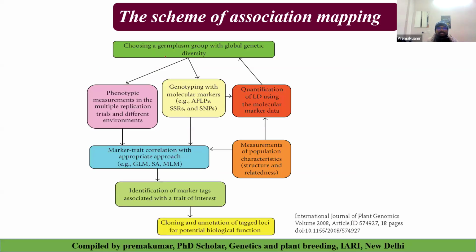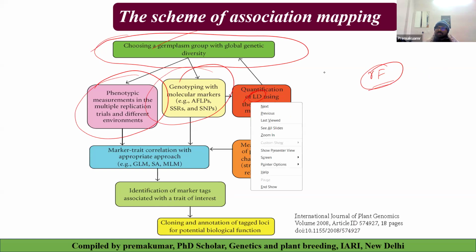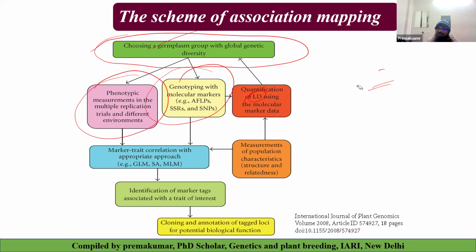Then how do we do it? First we have to choose a germplasm. Then we have to phenotype, as we do in QTL mapping, and then genotype in the same way. Instead of using a mapping population, we are using a random population. That is the only difference. Then we estimate the LD value. There we estimate recombination frequency values; here we estimate LD values. The same formulas I told you are used for estimating the LD.